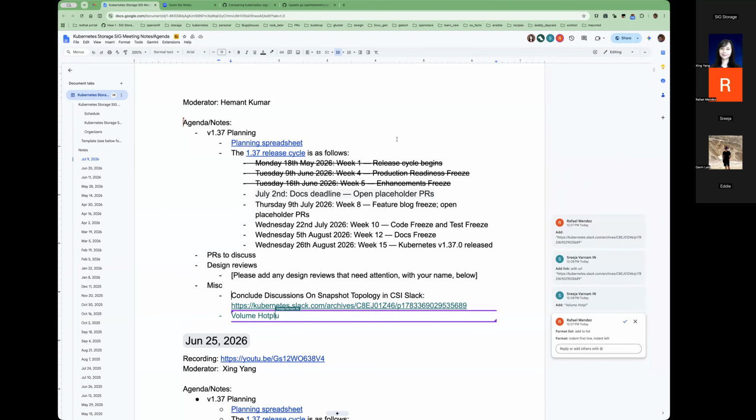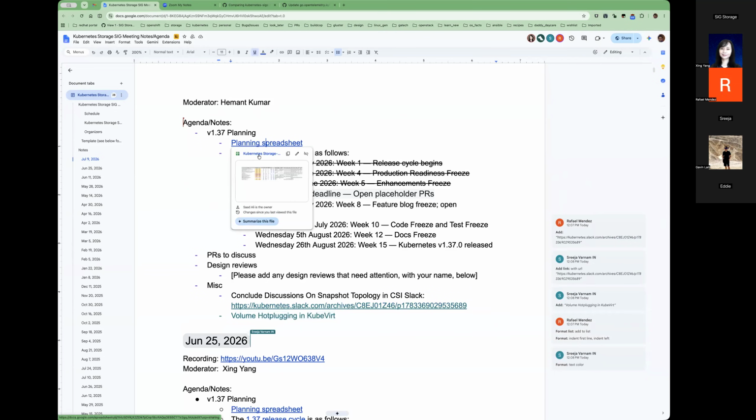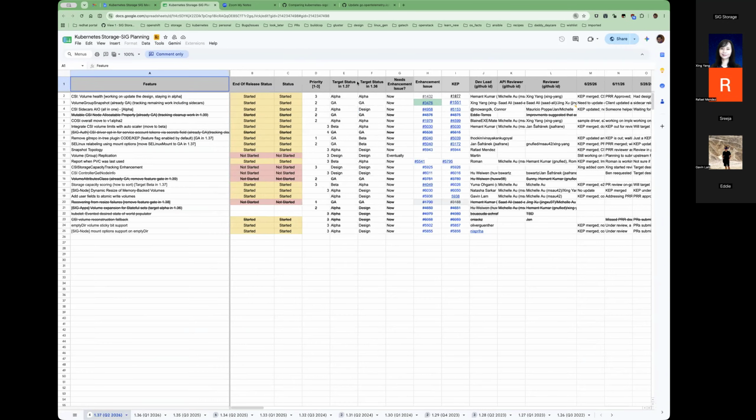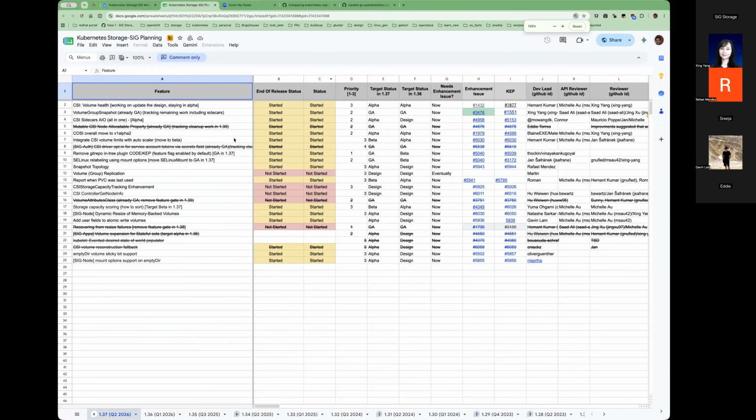All right, so I will let the agenda be updated while we do it. We'll go through the planning worksheet and then we can come back to the design and other things. Let's go to the 6 stories agenda. You should be able to see the spreadsheet. We have this, the first feature is the CSI volume health.